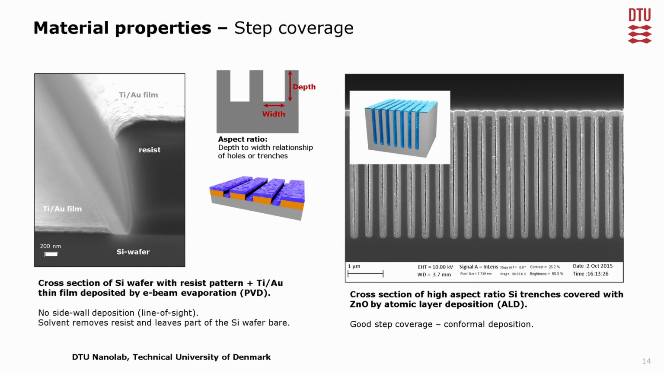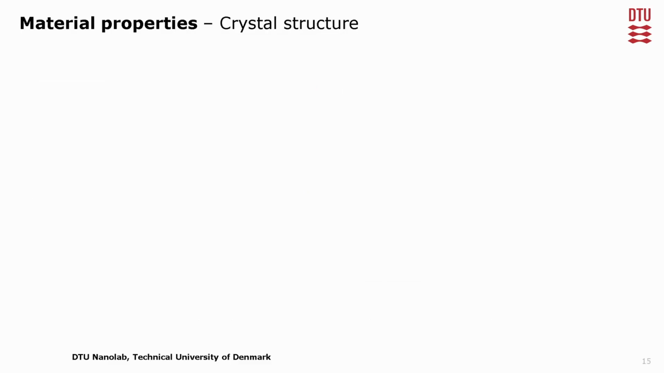The second example shows excellent step coverage achieved by atomic layer deposition. The SEM image depicts zinc oxide deposited by ALD, perfectly covering the top, sidewalls, and bottom. The small gap between the coatings is due to sidewall geometry effects from reactive ion etching imperfections, not limitations in ALD.